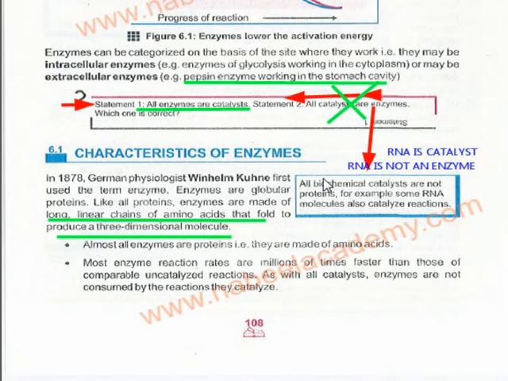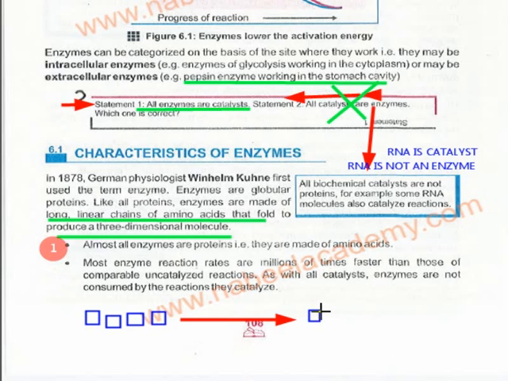So now we come towards the characteristics, which are very important. As your syllabus is reduced, you must learn all the topics, because now all the topics become important. The first point is that almost all enzymes are proteins. Yes, they are made up of amino acids. Smaller blocks of amino acids make up larger chains of amino acids.